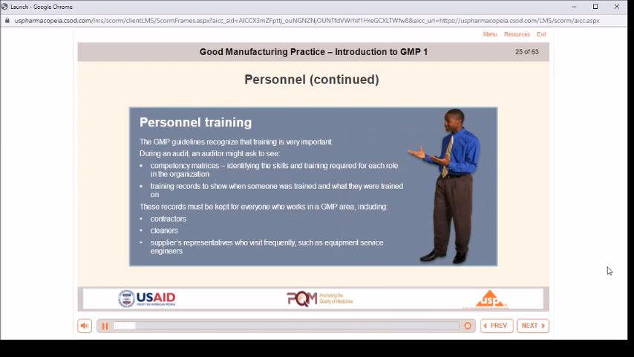Personnel, continued. Personnel training. The GMP guidelines recognize that training is very important. During an audit, an auditor might ask to see competency matrices, identifying skills and training required for each role in the organization, and training records to show when someone is trained and what they were trained on. These records must be kept for everyone who works in a GMP area, including contractors, cleaners, and suppliers' representatives who visit frequently, such as equipment service engineers.